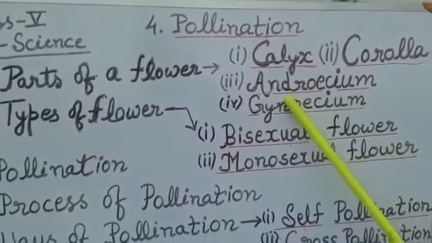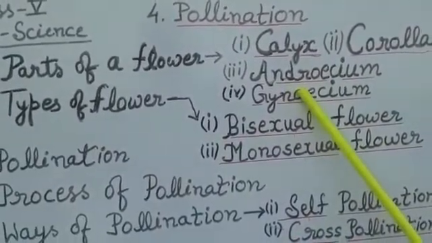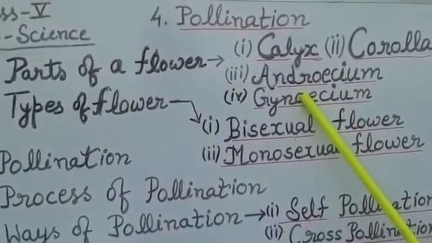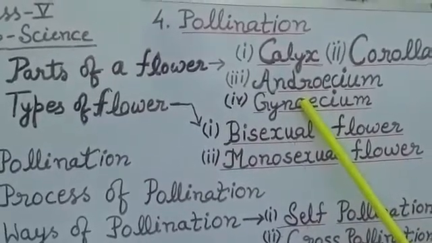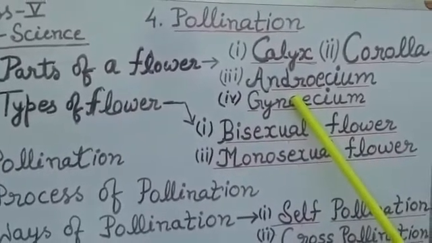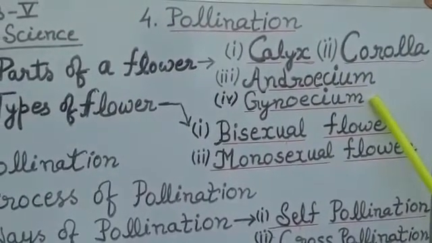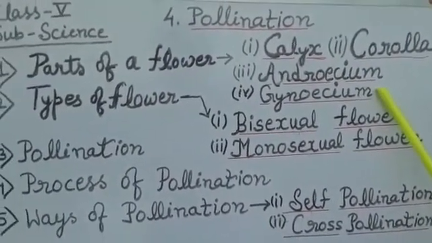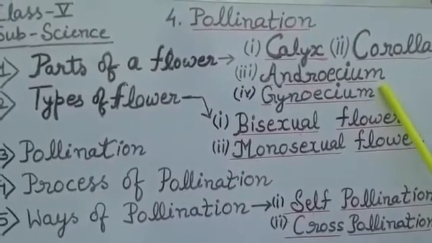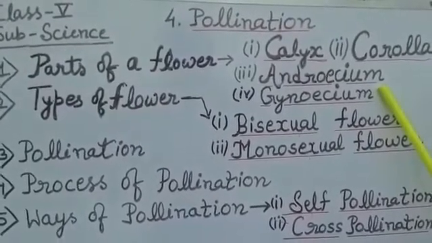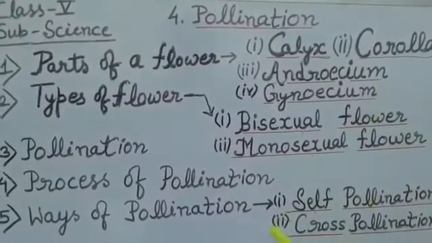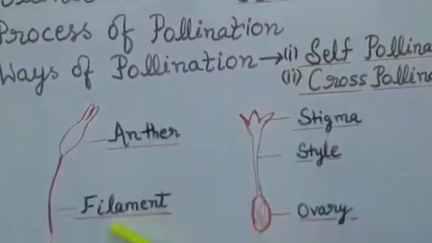The third is androecium. This is the third wall of a flower. It is a collection of stamens. A stamen is a male reproductive part of a flower. Each stamen consists of 2 parts. First, filament; second, anther. Here is the diagram. This is the diagram.